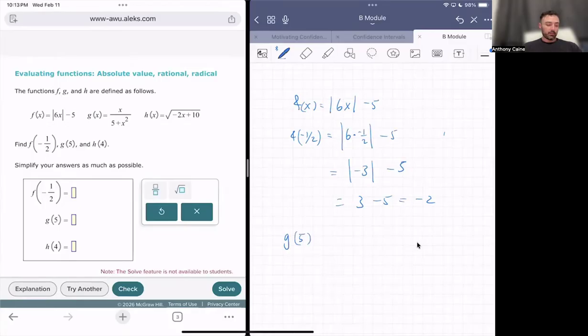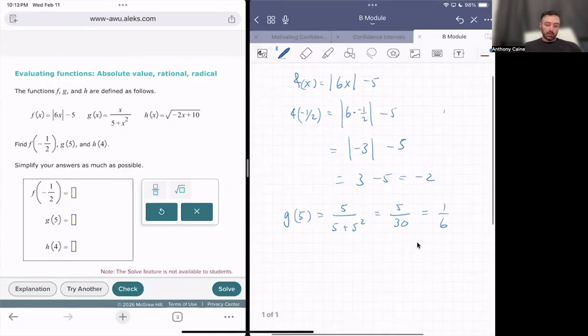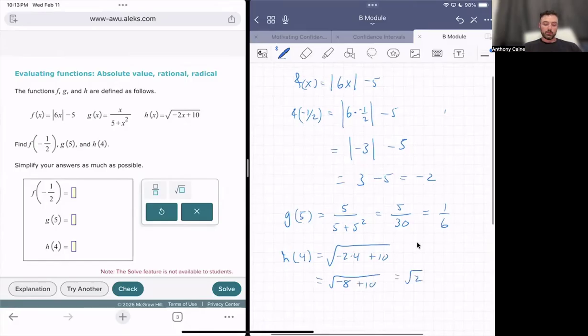G of 5 is 5 divided by 5 plus 5 squared. This is 5 divided by 30 because 5 squared is 25, and I add it, and that's 1/6. Okay. What else? We have h. H of 4 is the square root of -2 times 4 plus 10. So that's the square root of -8 plus 10, which is the square root of 2.